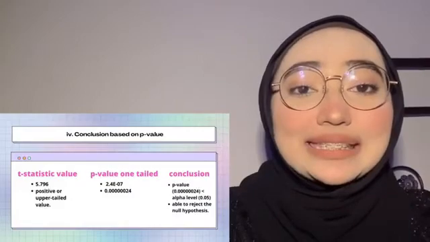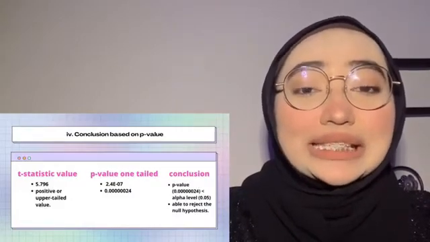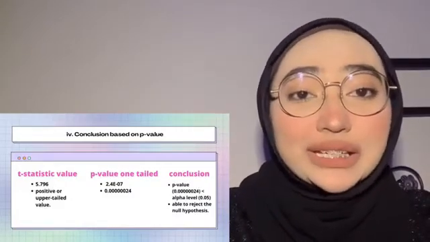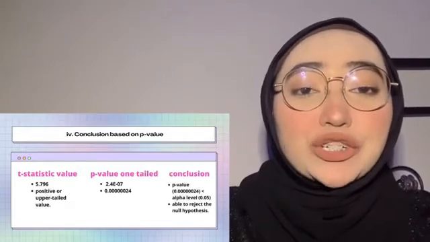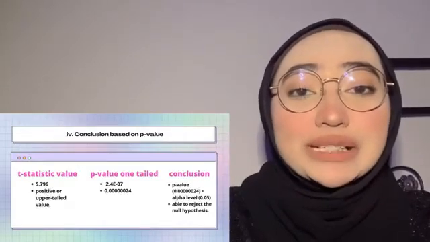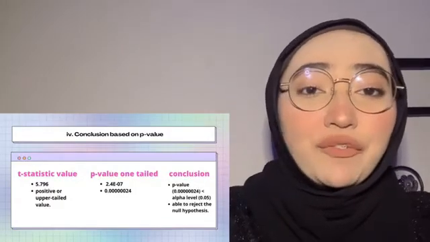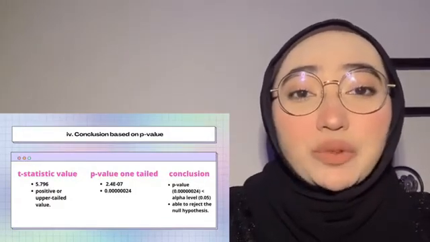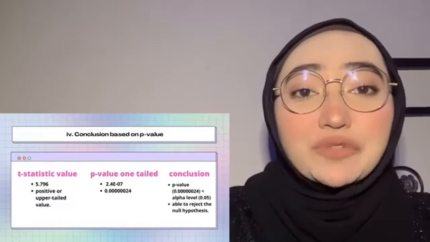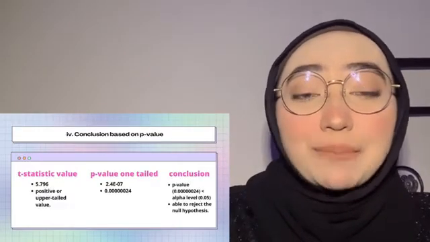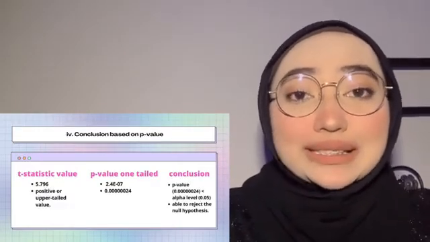test. It can be seen that the p-value one tail is 2.4E-07, and by substituting the exponential notation E-07, we will get 0.00000024 as our p-value. Since the p-value is smaller than the alpha level, which is 0.05, we are able to reject the null hypothesis.